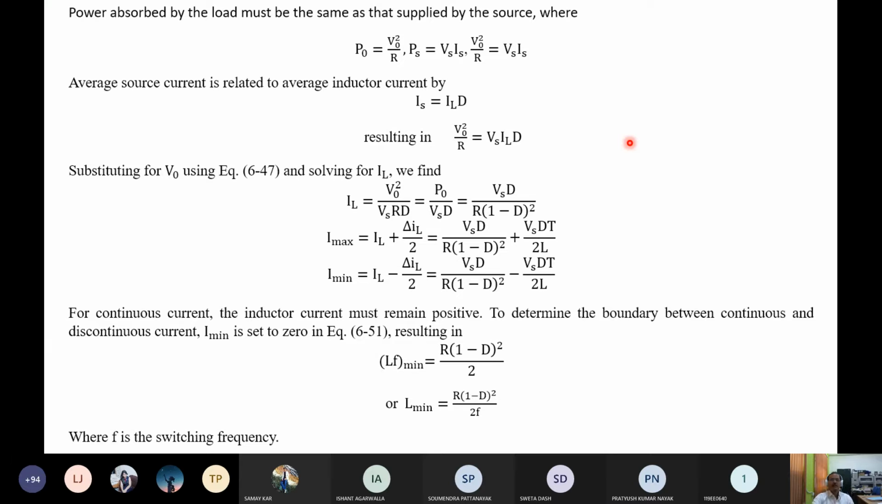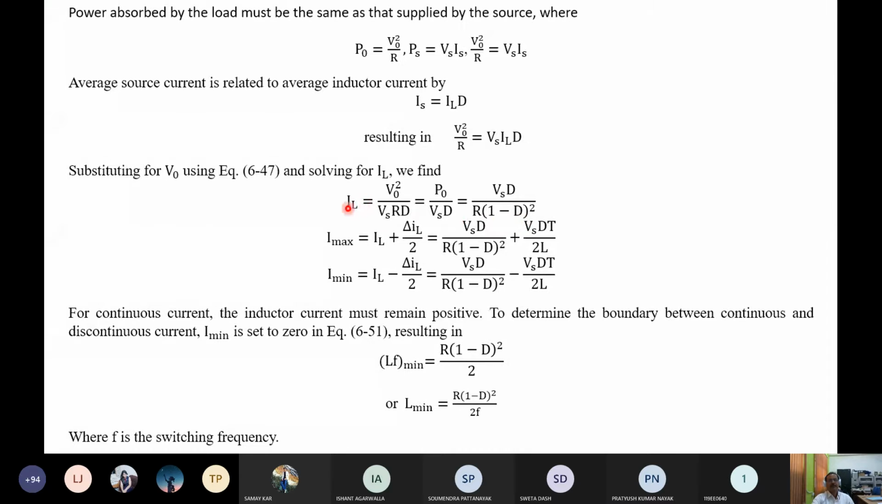So now replace V naught square here, and we get this equation, V naught square in terms of Vs. V naught is equal to minus Vs D over 1 minus D. That you replace, you will get this one. Or the average voltage equation is V naught equal to minus Vs D over 1 minus D. Just replace here, you will get IL. This is the average inductor current.